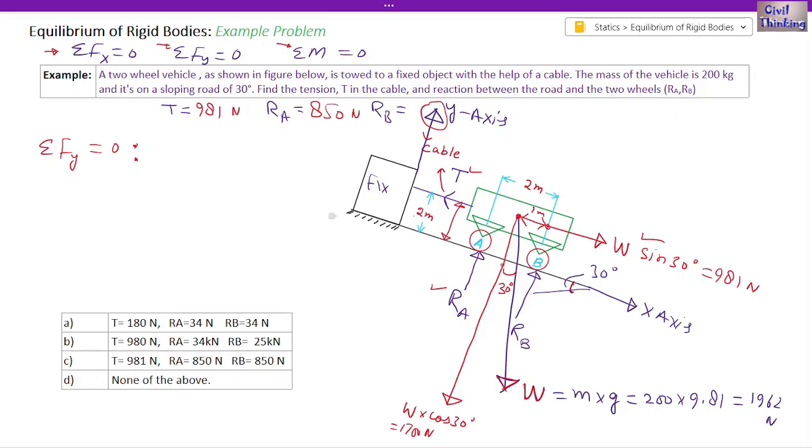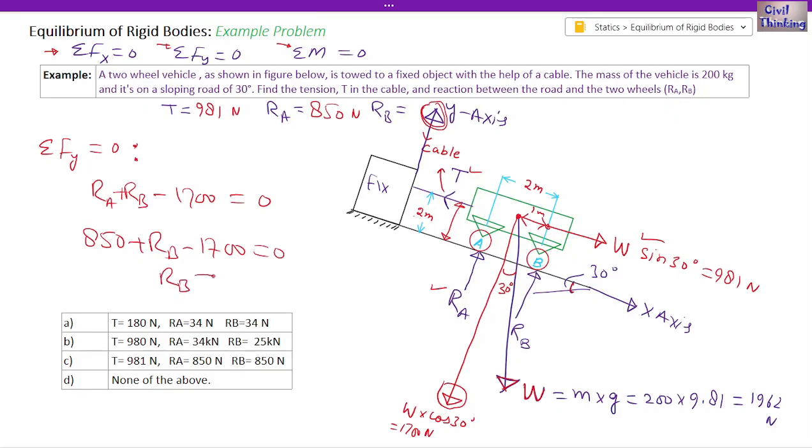Now what forces are in the y direction? RA and RB are in the y direction, so it is RA plus RB. What else? Yes, this W cos 30 degrees, which is 1700, and it is downwards, opposite to this, so it is negative, minus 1700. There is no other force along the y direction, so all of it is equal to 0. Now RA is 850 plus RB minus 1700 is 0.